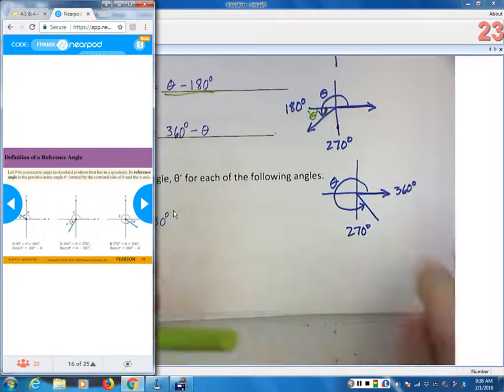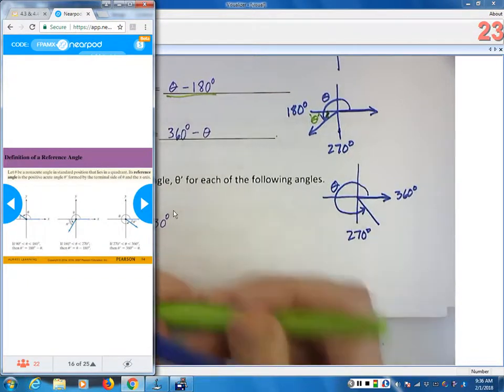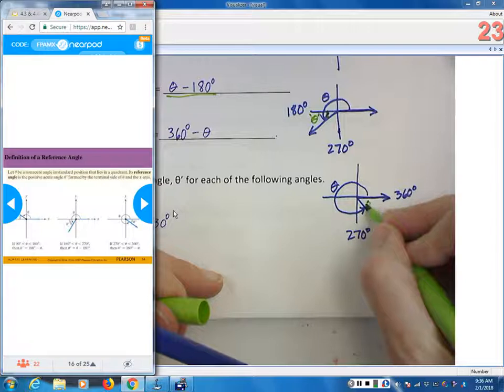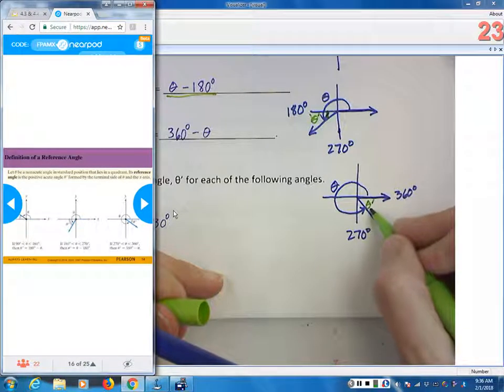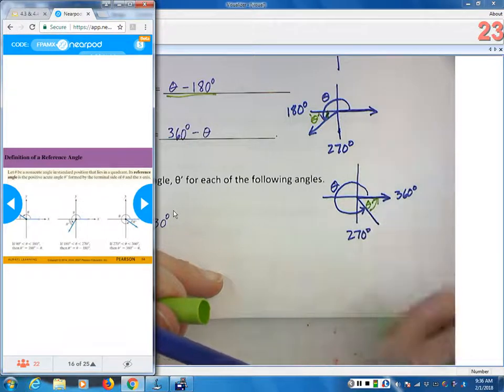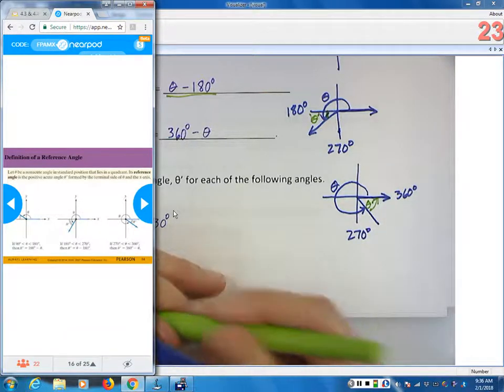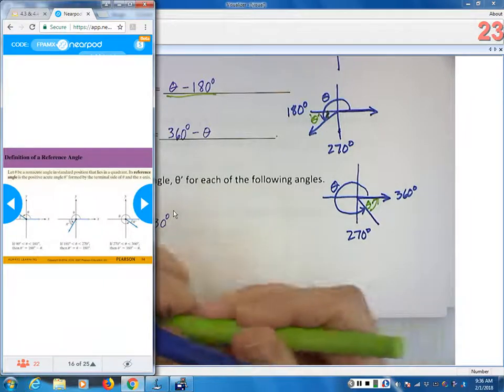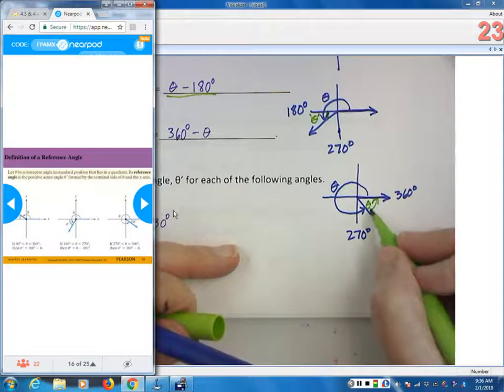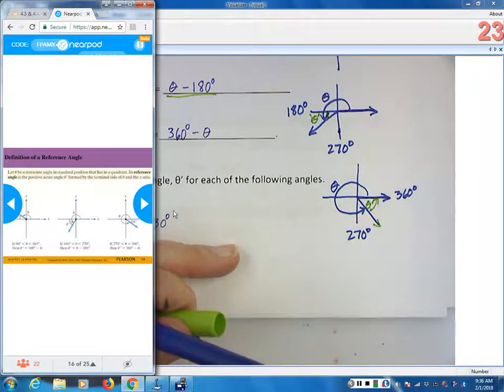And our theta prime is going to be, this is our reference angle. It's going to be here, just a little. And it's going to be a positive angle. It's always with the x-axis. The reference angle, theta prime, is not in standard position. It's going to be the positive angle.